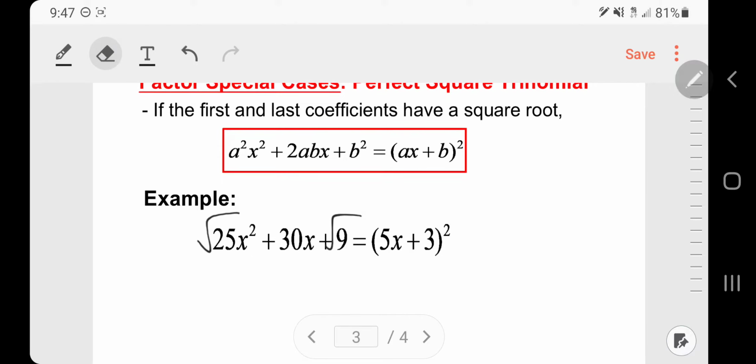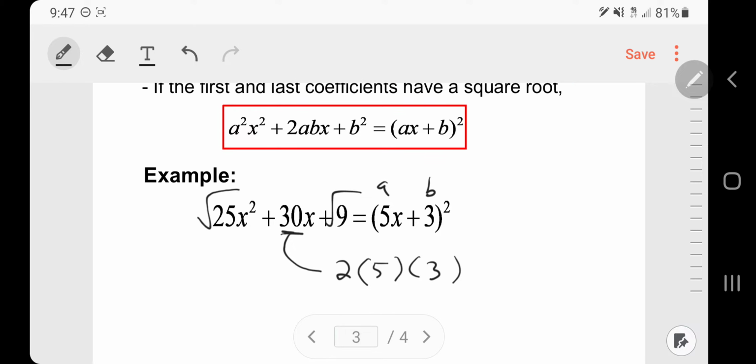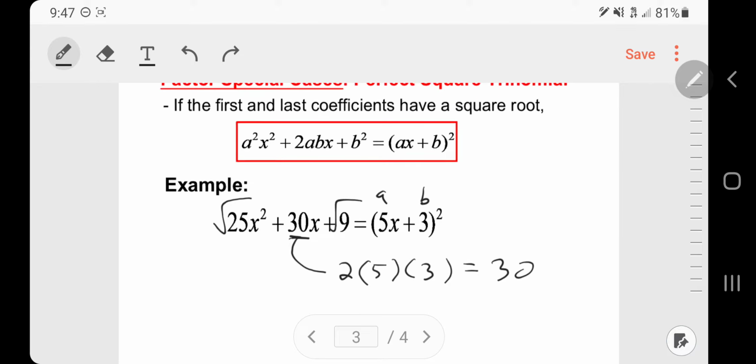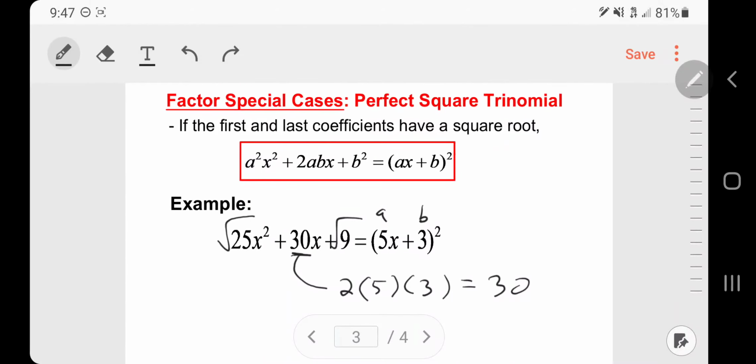And the 2ab, just to check and make sure that matches up, it would be 2 times a times b. Our a and our b are coming from our answer. Our a would be 5. Our b would be 3. And sure enough, 2 times 5, 10, times 3, that gives me 30. And that matches up. Let's take a look at a couple more of these.